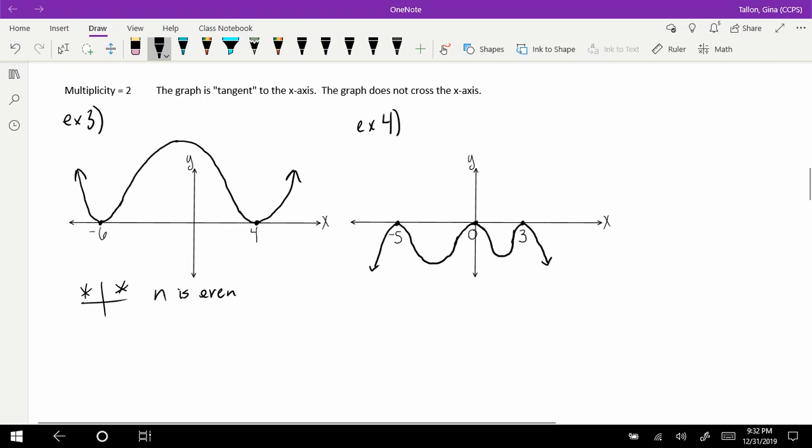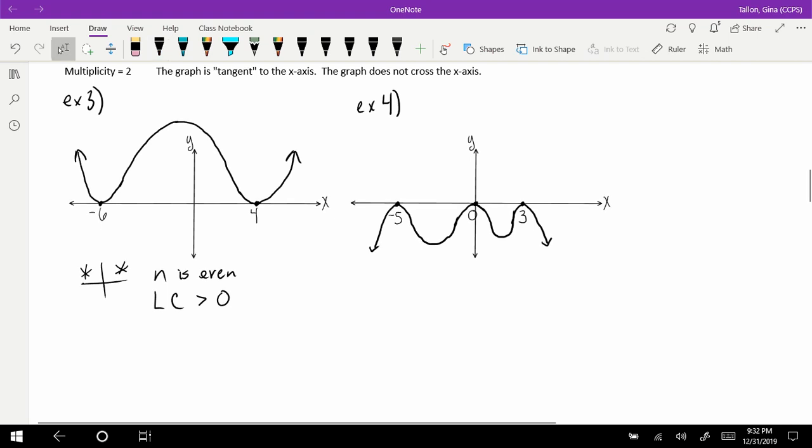It can also be starting low and ending low, which you'll see in the next example, but for right now, starting high and ending high, just like y equals x squared. And because we're just like y equals x squared, we know that the degree is even because of the square, but we also know that the leading coefficient is just going to be positive, so greater than 0.